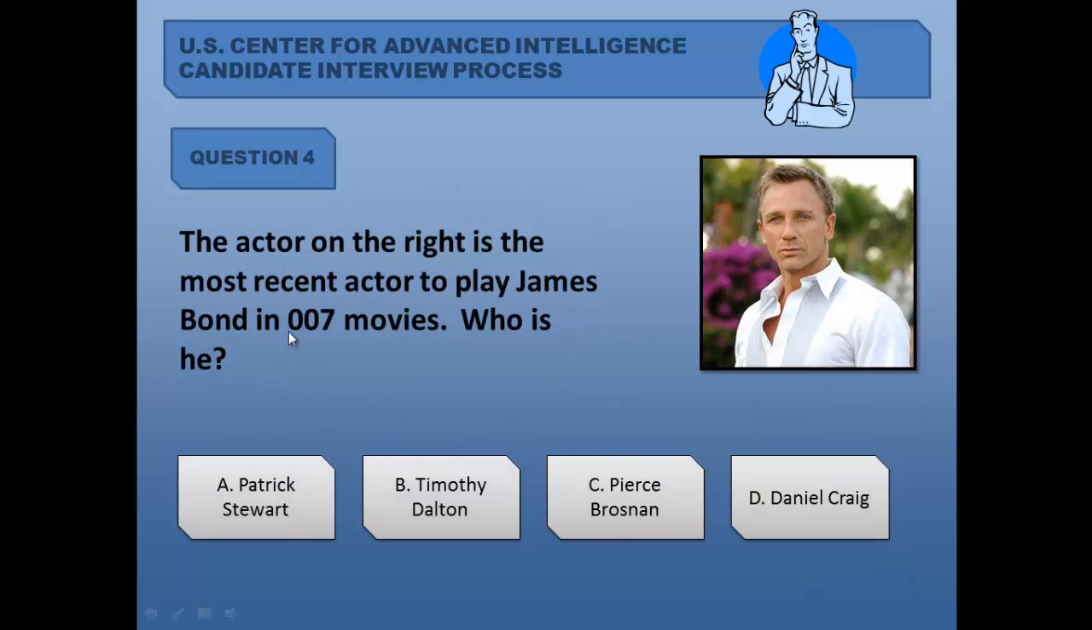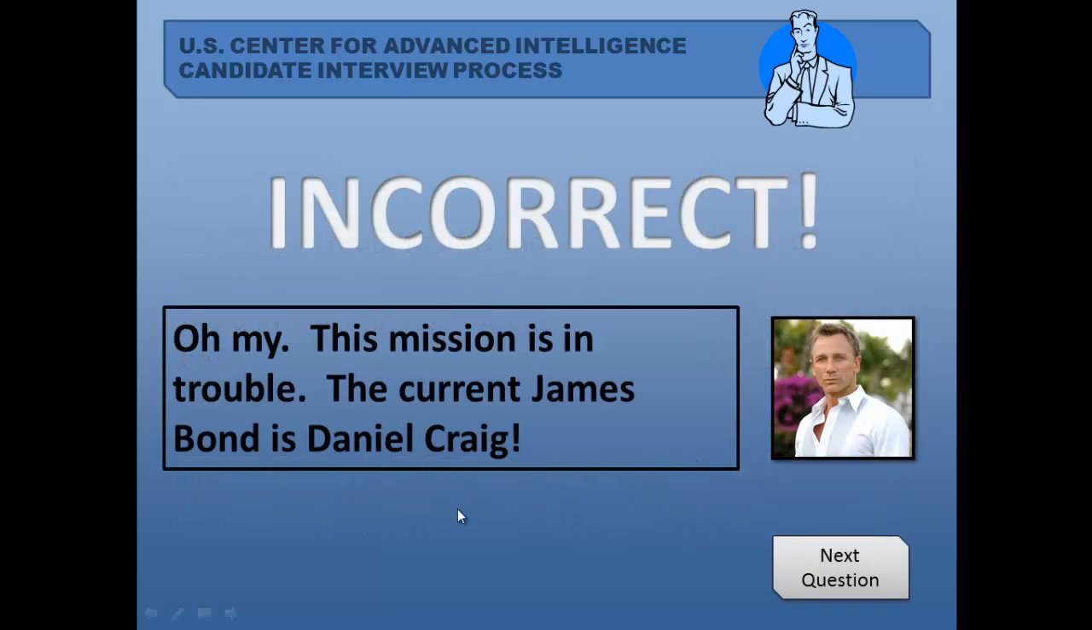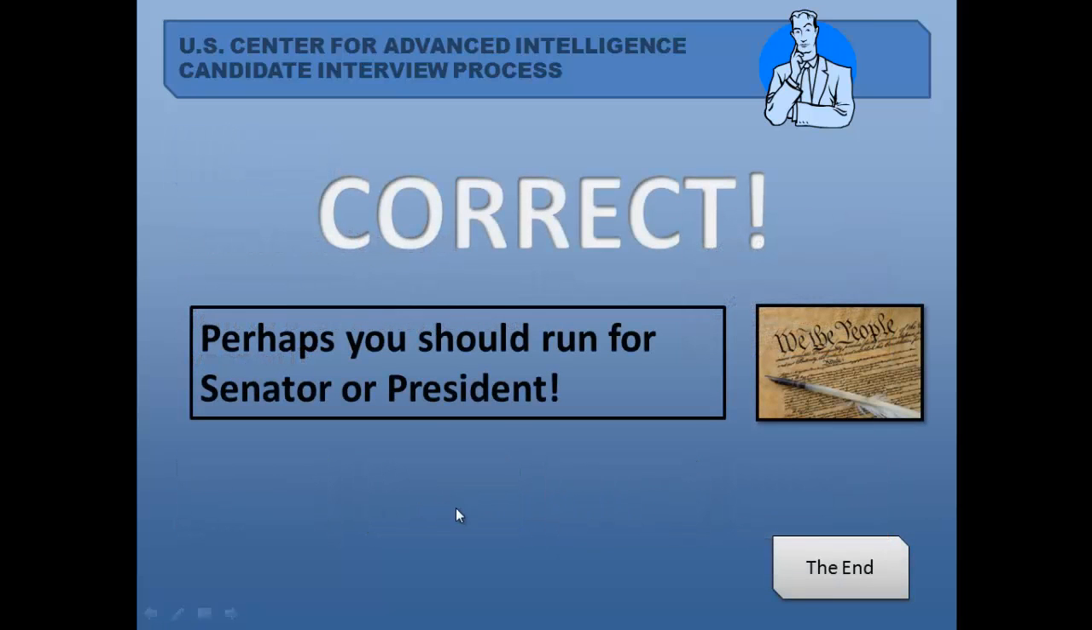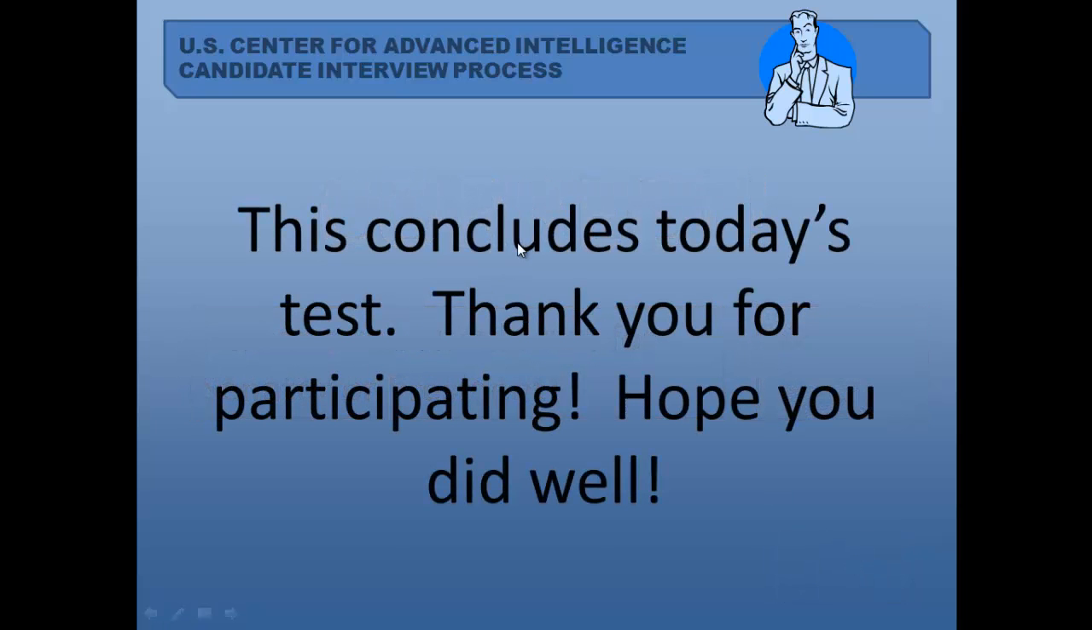And it says the actor on the right is the most recent actor to play James Bond. Who is he? Patrick Stewart, Timothy Dalton, Pierce Brosnan, Daniel Craig. Let's say it's Timothy Dalton. Oh, no, missed that one. It's Daniel Craig. Timothy Dalton did play James Bond, by the way. Next question, and this is question number 5. Which constitutional amendment is it that protects the right to bear arms or own a weapon? First, second, third, fourth. Oh, let's say I've heard a lot about this lately. Second, okay, that's correct.